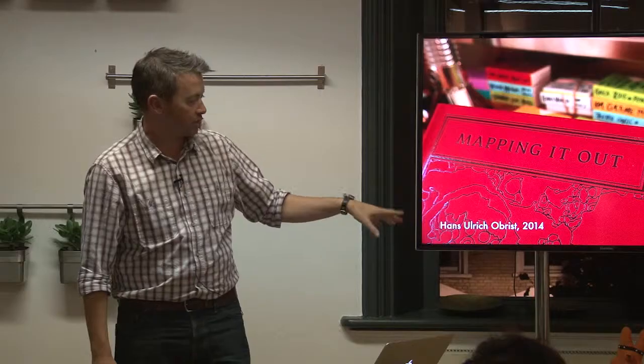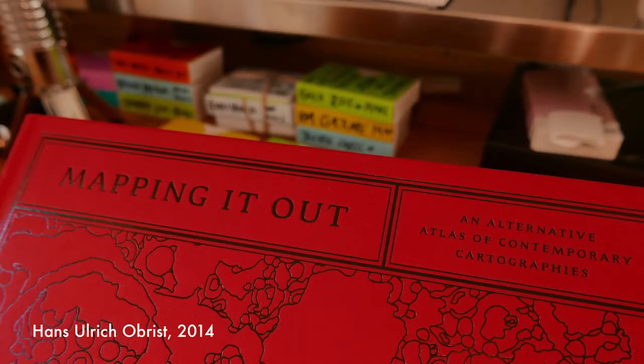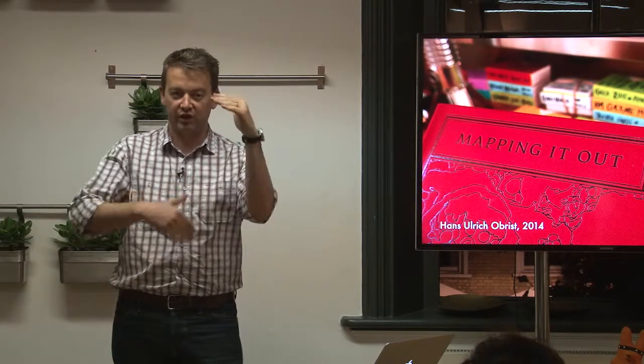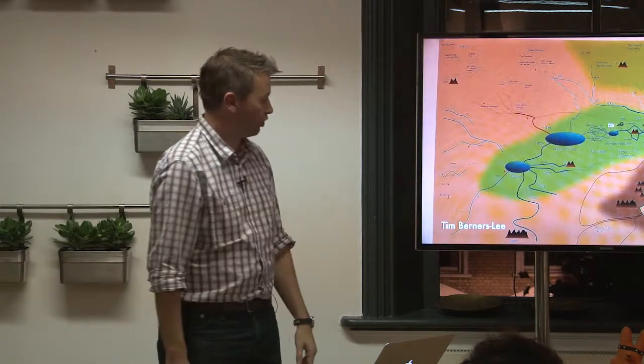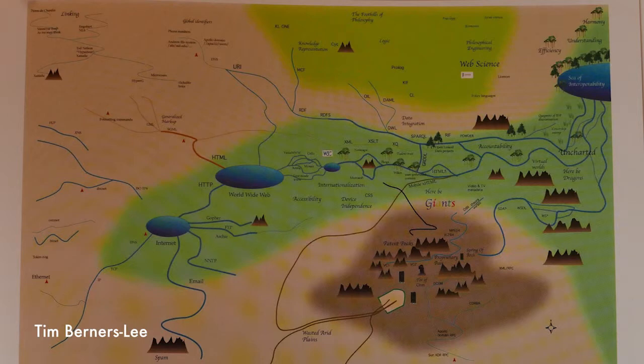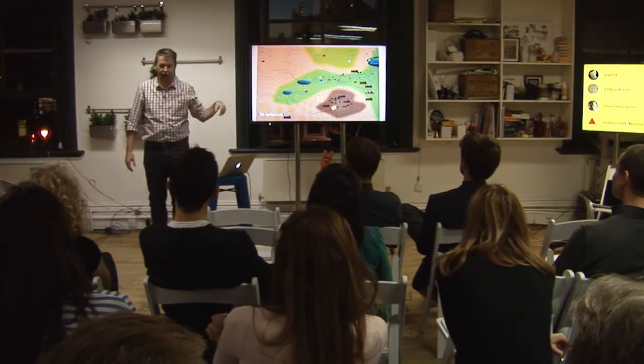There's a great book edited by Hans Ulrich Obrist, in which he invited various people to talk about maps, but show us maps mapping out different things that weren't traditional data-led things. So you have everything from Tim Berners-Lee's map of the internet. We have green luscious fields with the World Wide Web and the internet, and down here we've got patent peaks and proprietary paths and so on, and all the nasty things.